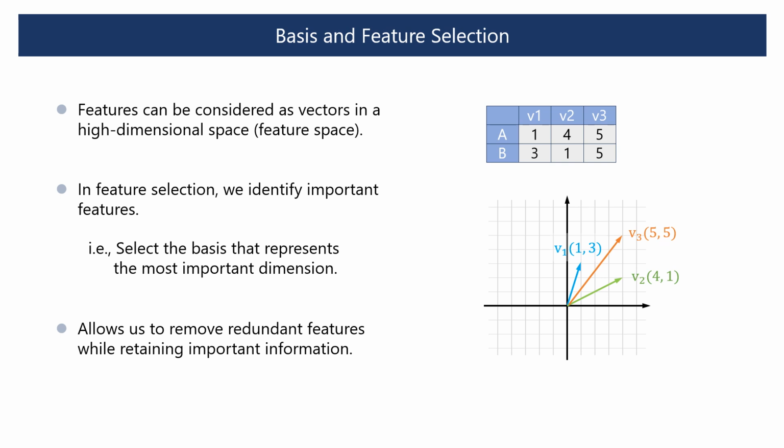Now, let's relate the concept of basis to feature selection. In machine learning, the features can be considered as vectors in a high-dimensional space called a feature space. In feature selection, we identify important features. And what we are actually doing here is selecting the correct basis that represents the most important dimension in the data. This enables us to remove redundant features while retaining important information.